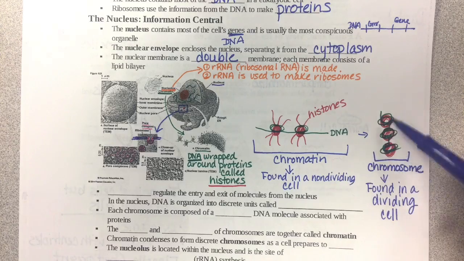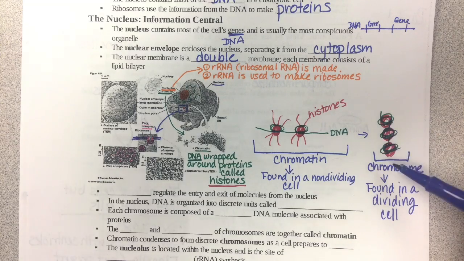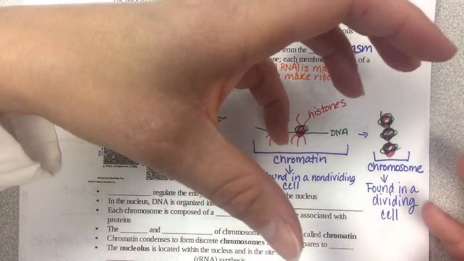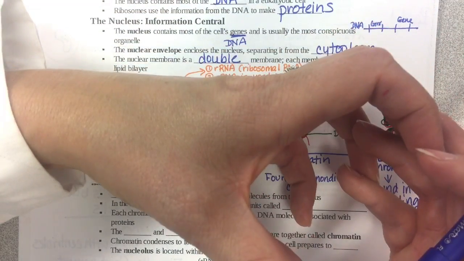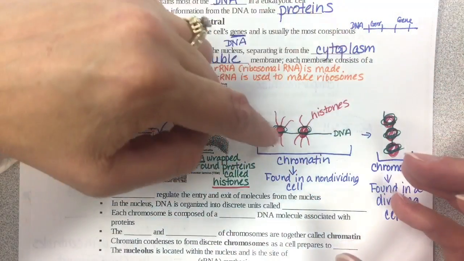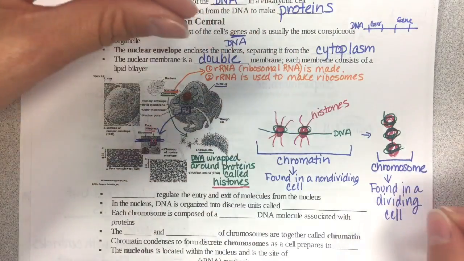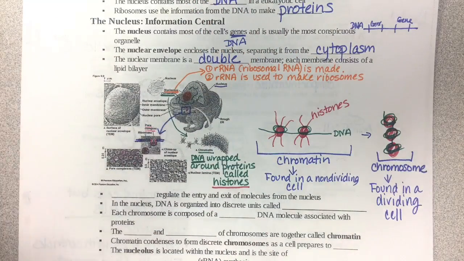Sometimes you can see chromosomes underneath the microscope because when they're shorter and stockier, they're easier to see. When they're loosely packed, like in the chromatin, it's thinner and harder to see. So that's the difference between those two.